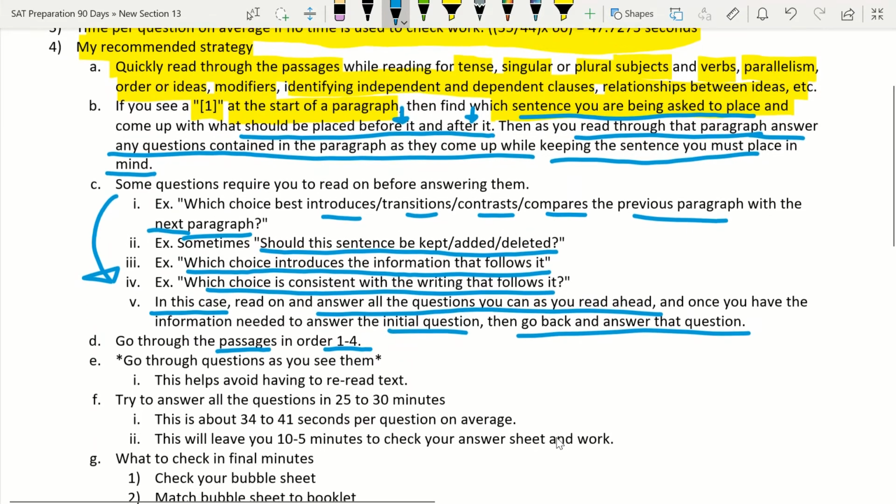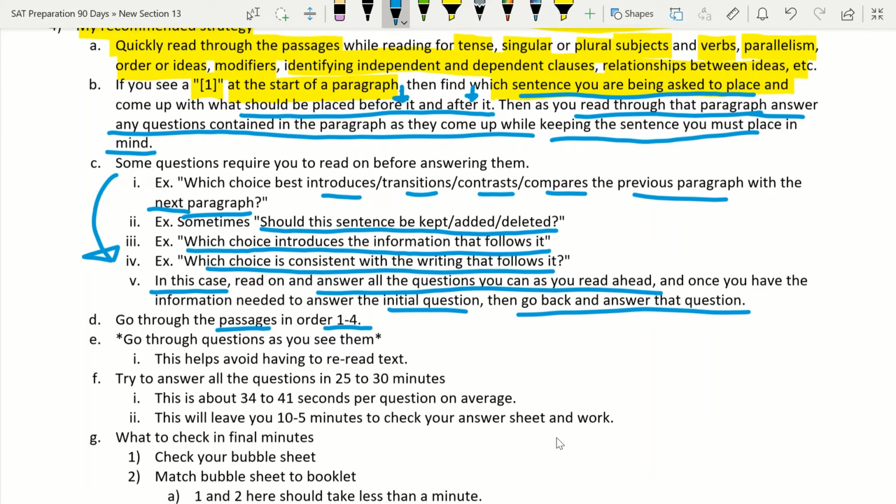Okay, the next thing I have is going through questions as you see them. So I already talked about that a little bit, but you only really want to skip a question if you need more information in order to answer it. If you can answer a question without going through and finding more information, then go ahead and do that. Some questions you do need more information, in which case you skip it and you answer those questions as you go through them, as you search for information. So that's what you want to do there. Okay, the next thing we have is this helps avoid rereading text, as I already said.